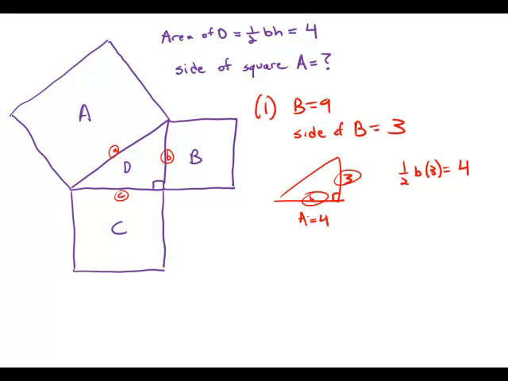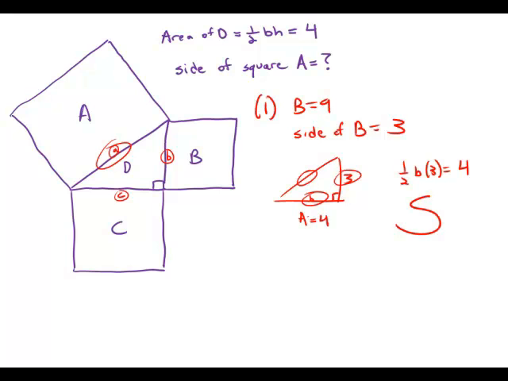Once we figured out the base of the triangle, then of course we'd know both legs of the right triangle and would be able to use the Pythagorean theorem to find out the hypotenuse, and the hypotenuse of that triangle is the side of square A. That's the very thing we're looking for. So if we knew the area of square B, we can figure out the length of side A. So this statement is sufficient by itself.